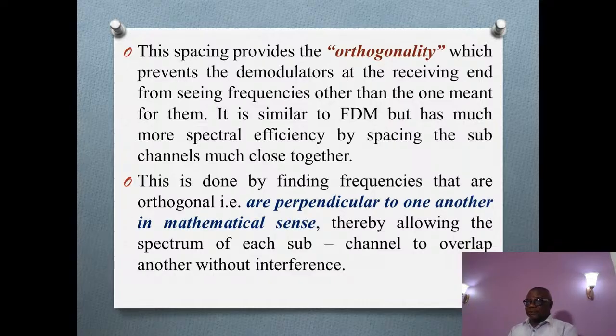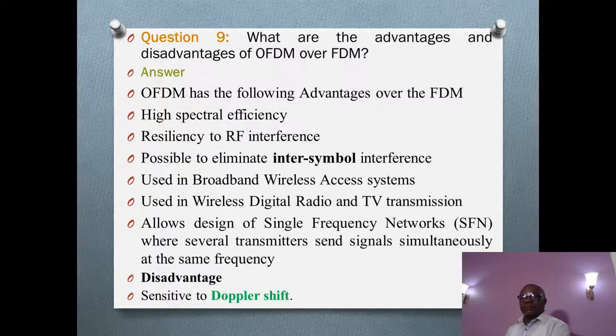In other words, you can now transmit the same thing or different things using the same frequency but paint them different colors. So at the receiving end, each receiver is meant to see a particular color. So it sees only that color and is blind to other colors.